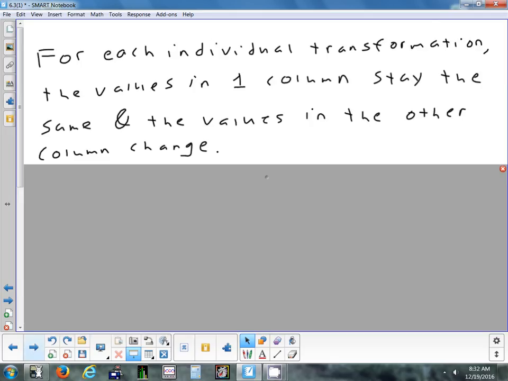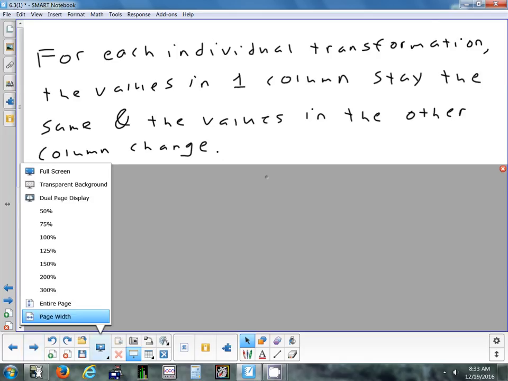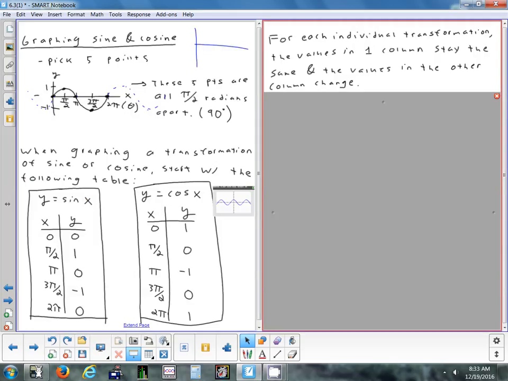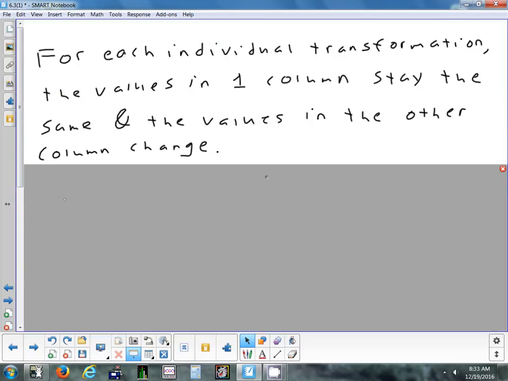All right, so if we're only going to do one transformation at a time, then in these original tables, one column will stay the same, and one column will change. Which column changes and which column stays the same depends on the transformation you're doing. If you're going to shift up, that's going to change the y values. The x values will not change.